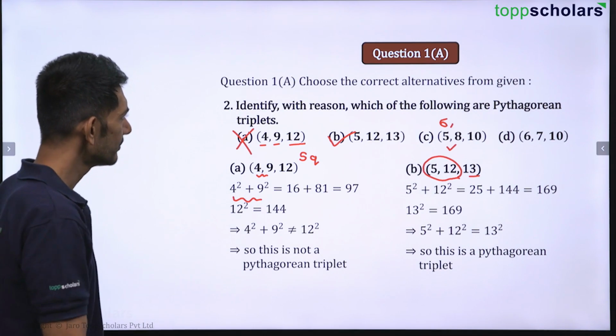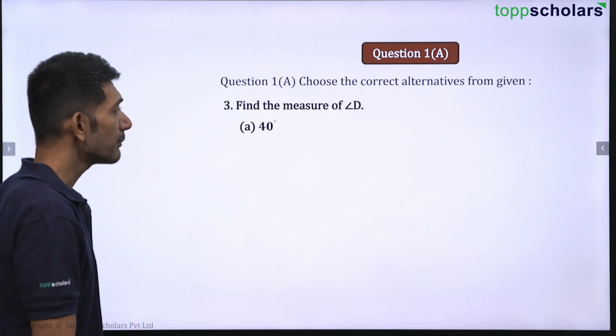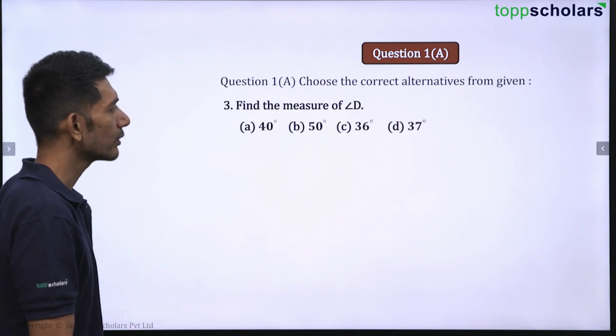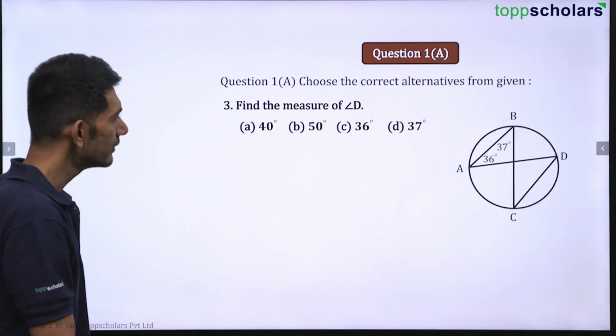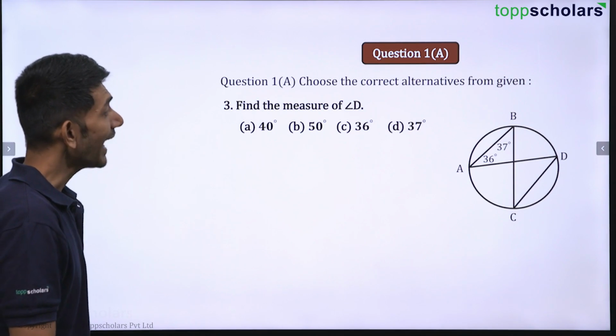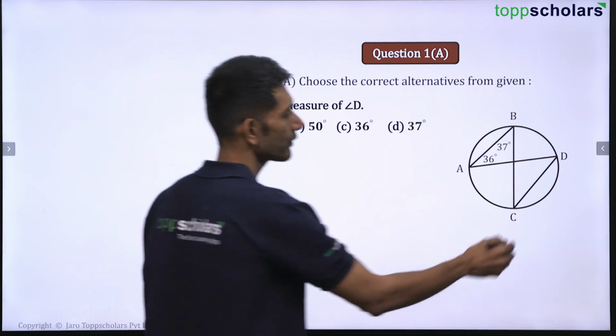Anyways, let's continue. So the next question says, find the measure of angle D. To find out the measure of angle D, firstly we need the figure. Okay, so we have the figure. So the measure of angle D, this angle is what we are supposed to find out.